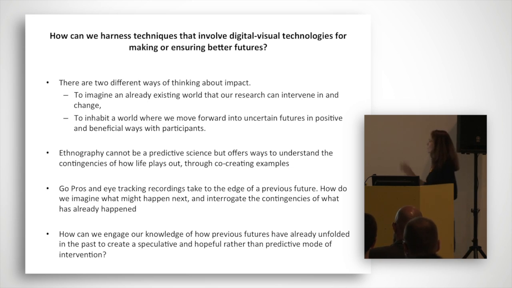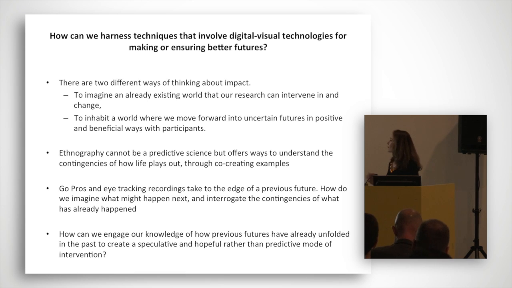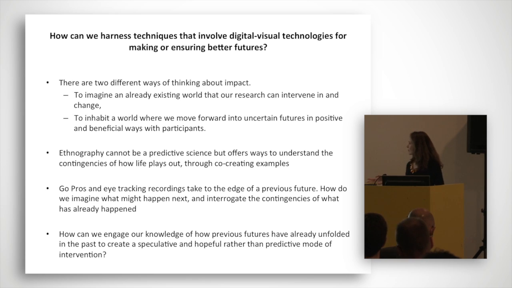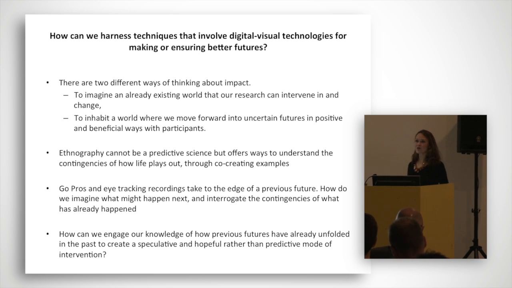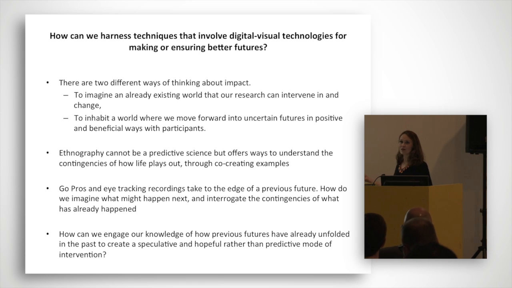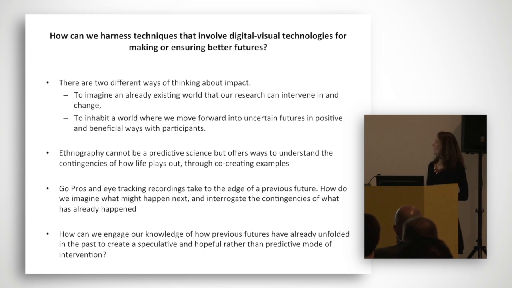One of the things I think is really interesting about technologies that some of the talks will be about today, like eye tracking and GoPros, is that they take us to the edge of a previous future, in that they can record up to that edge. But how do we then use those journeys up to a previous future that has slipped over into the future that's now gone past? How do we imagine what might happen next? How do we interrogate those contingencies of what's already happened to think about how we might participate in what happens next?